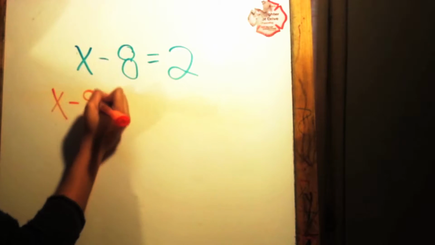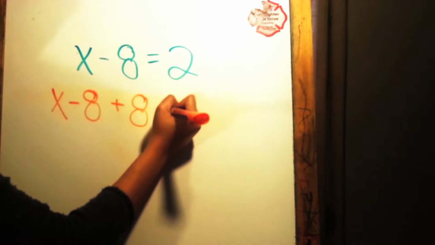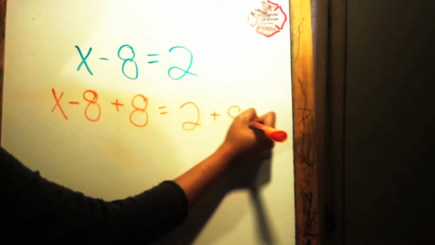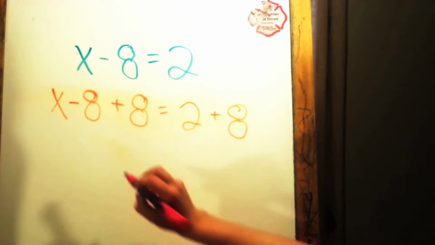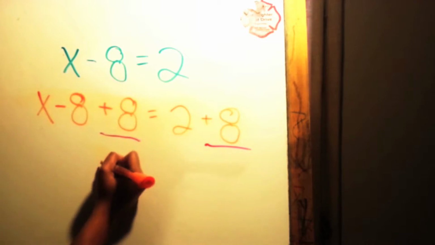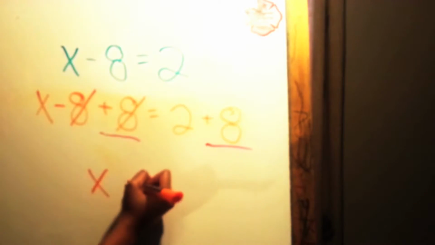To solve this equation, we need to isolate for the variable x to find its value. So we need to perform the opposite operation by adding 8 to both sides. Whatever you do to one side of an equation, you must do to the other. And as you can see, negative 8 and positive 8 cancel out, and we're left with x equals 10.